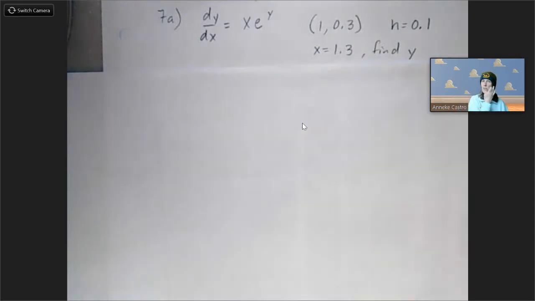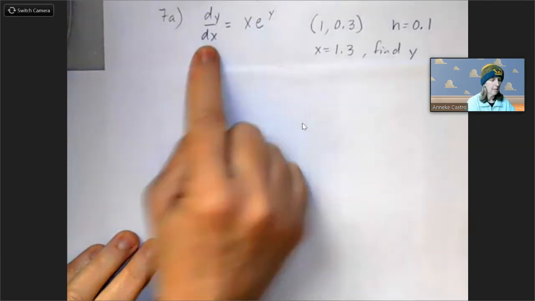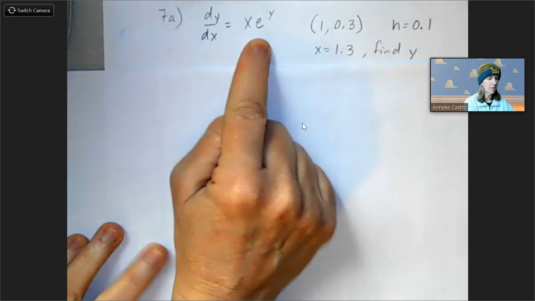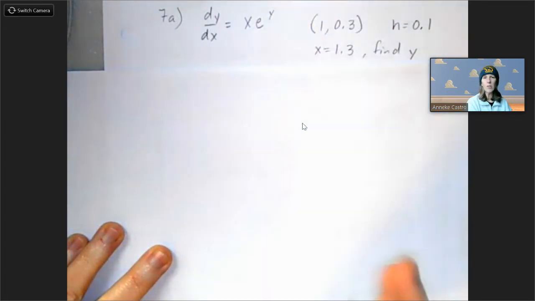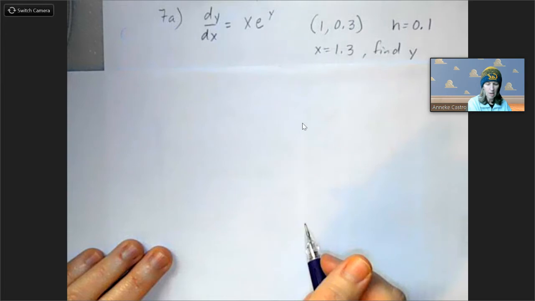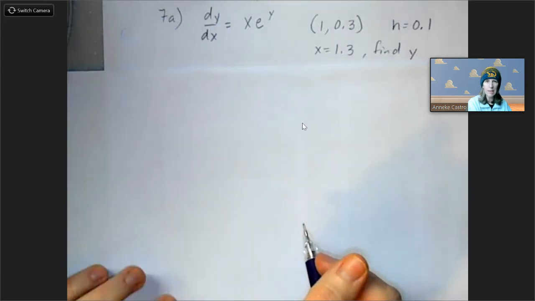So here we're going to be using Euler's method to approximate the value of y when x is equal to 1.3, given the rate of change, dy/dx is equal to x times e to the y. So I'm first going to do it with a table, and then I will do it with the graphing calculator.